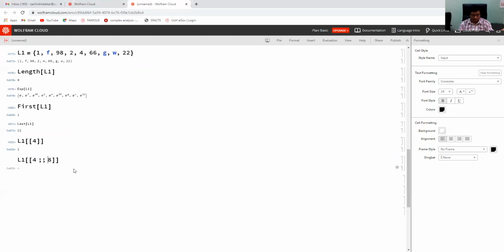The semicolon should be 2 times. 4 semicolon 8. So from 4 to 8 elements are given. If you want the 4th element and the 8th element, then simply put a comma between 4 and 8.